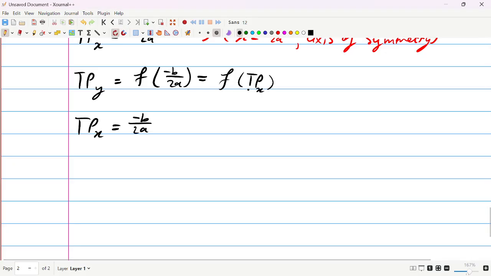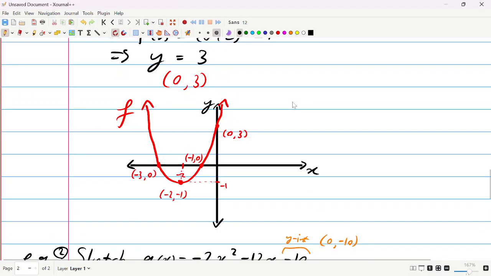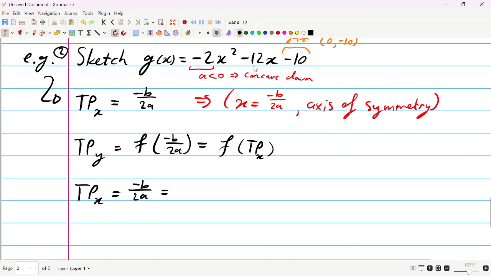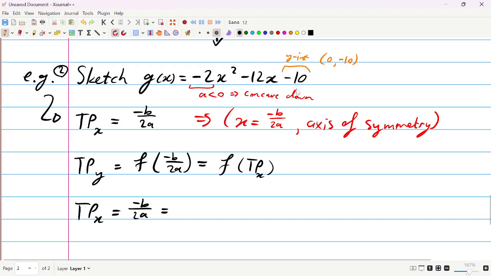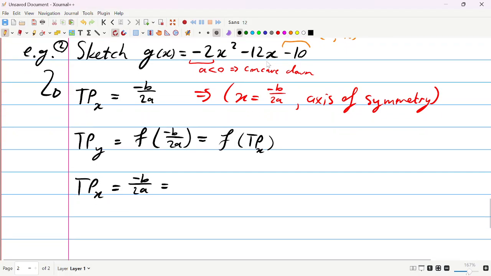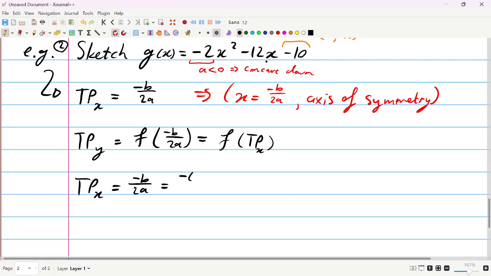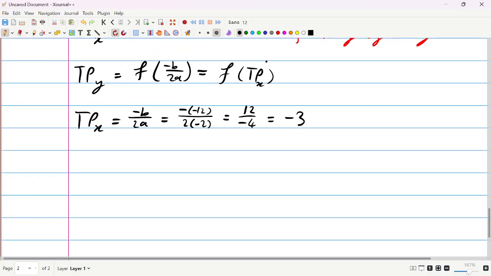And we know that our b value is equal to what? Our b value is negative 12, right? Because it's the form ax squared plus bx plus c. So b is equal to negative 12. Okay. So it's going to be negative into negative 12 divided by 2 multiplied by a, which is negative 2. Negative 2 is also a. So we just simplify. It's going to be positive 12 over 2 times negative 2, which is just negative 4. And this is divided by negative 3. Okay. So therefore, our turning point x would be negative 3.